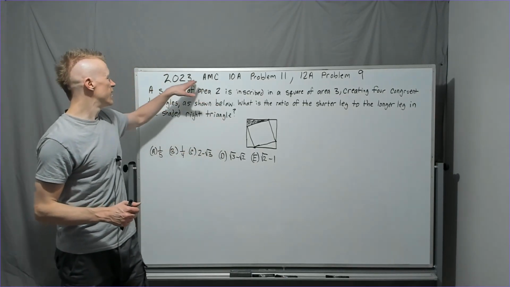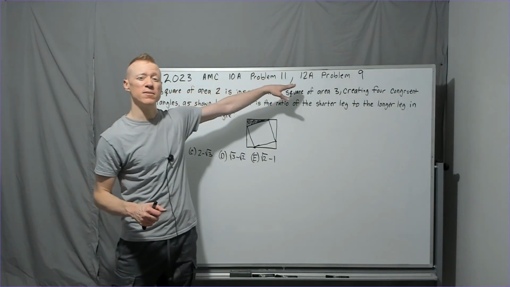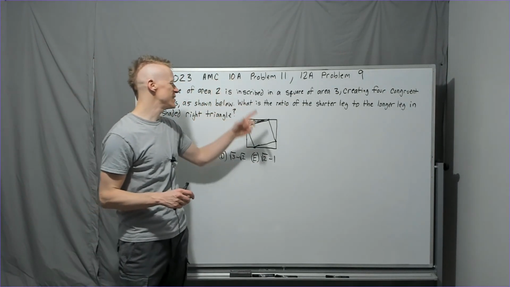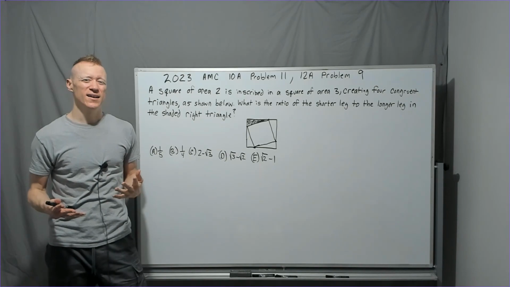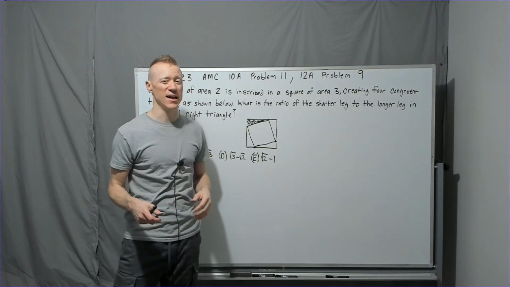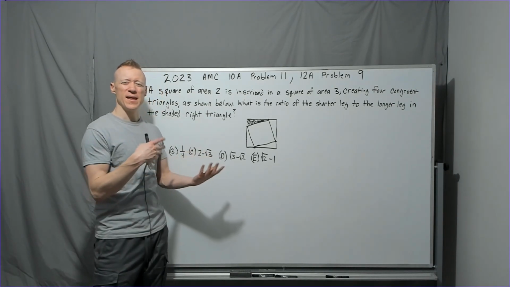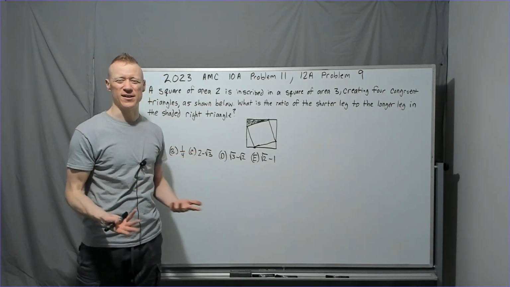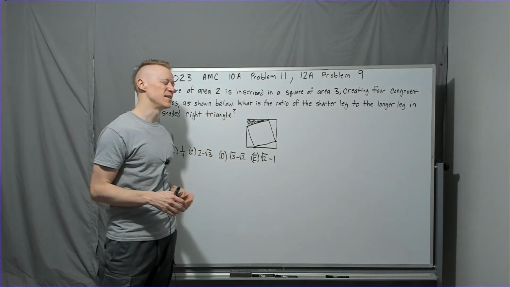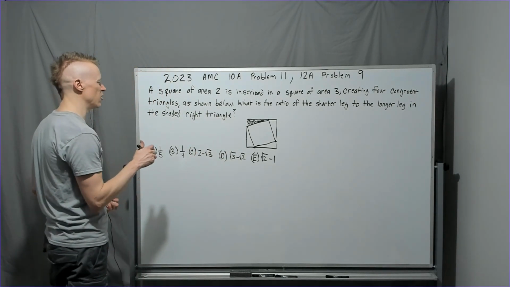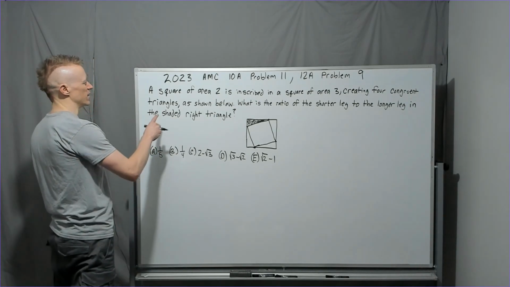Okay, let's do the 2023 10A problem 11, also the 12A problem 9. For the AMC 10, this was the first one that I took more time than I should have. I made a couple of calculation errors and had to restart. Then I had to check it again and restart again. So I lost probably 2 minutes on this problem with silly calculation mistakes trying to go quick. So let's talk about how it goes.